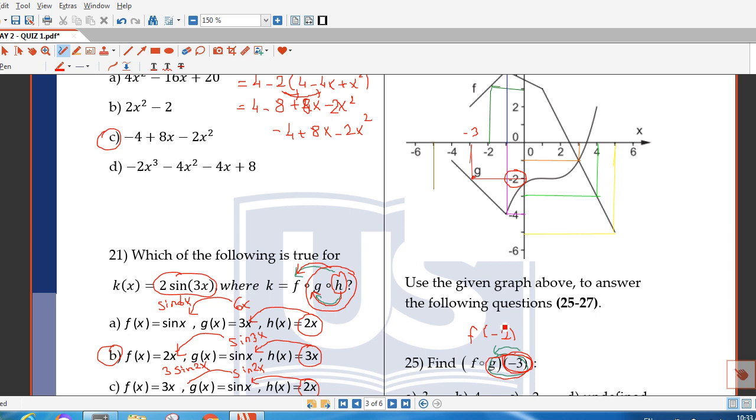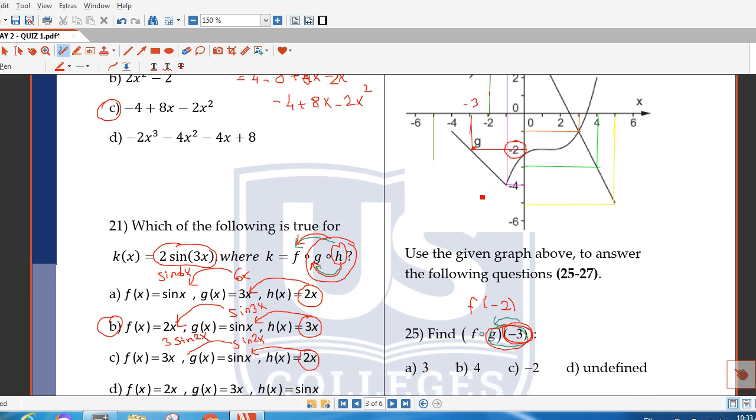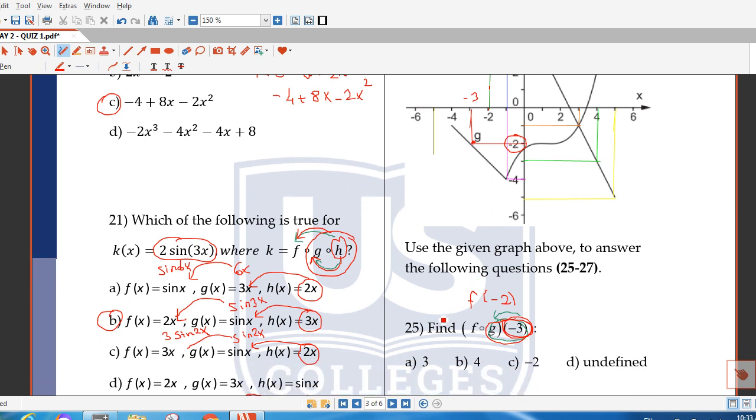I am going to repeat my logic again. Find minus 2 on the x-axis and then go through the graph of function f. When you touch, go through to y, it will be the value of f, which is 3. So the answer of question 25 is 3.